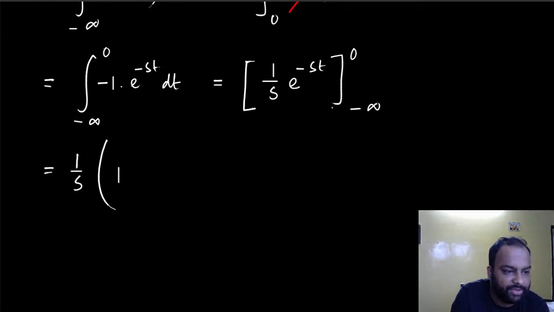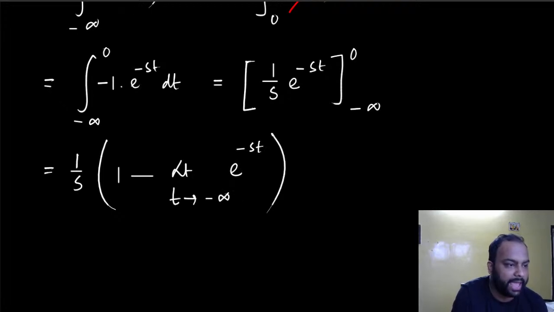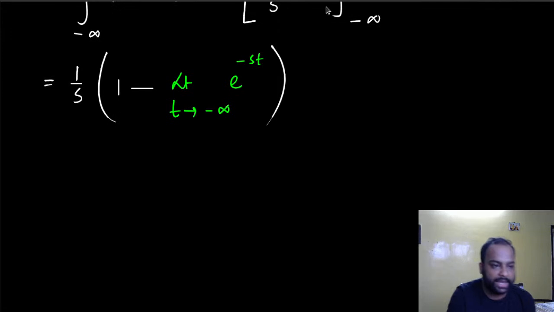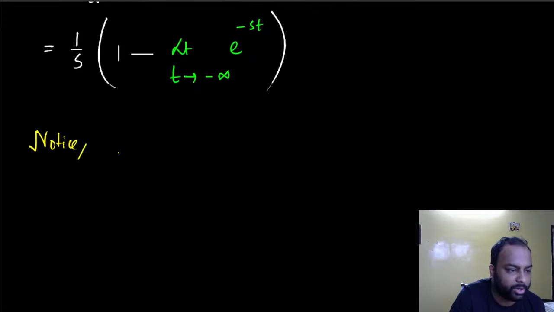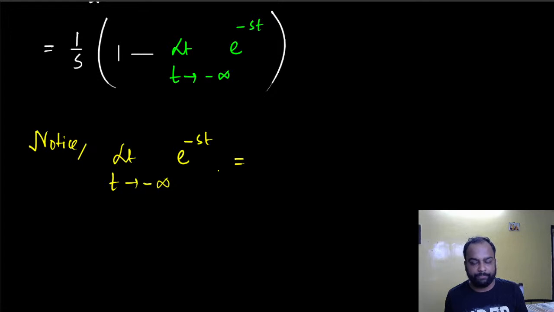What about the lower limit? If I put in the lower limit, then I have to write down the limit symbol once again. So it's the limit as t goes to minus infinity of e to the power minus st. Now again we have to think about this particular limit. Let's notice the limit of e to the power minus st when t goes to negative infinity.